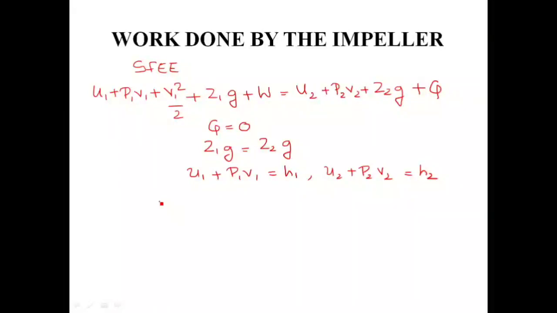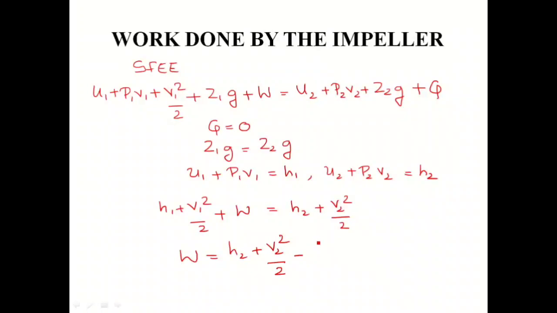So the equation becomes H1 plus V1 square by 2 plus W equals H2 plus V2 square by 2. So the expression for work done, W, is equal to H2 plus V2 square by 2 minus H1 plus V1 square by 2.